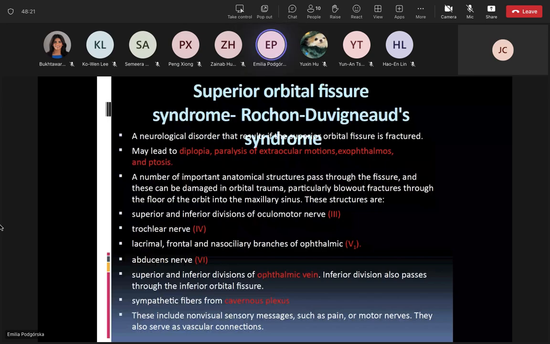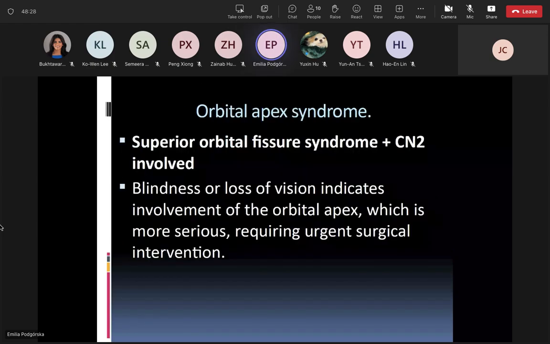Orbital apex syndrome is superior orbital fissure syndrome with cranial nerve II involved. Blindness or loss of vision indicates involvement of the orbital apex, which is more serious, requiring urgent surgical intervention.